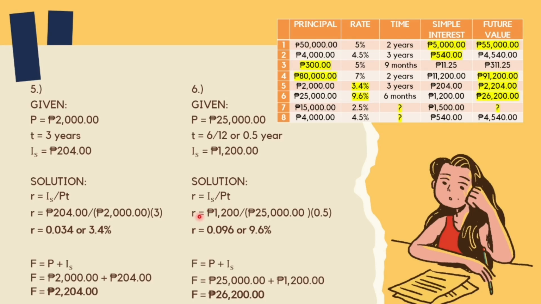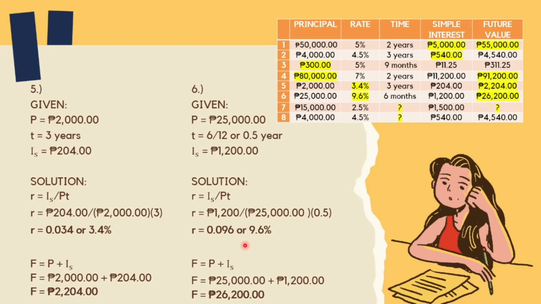So we have here rate is equal to the simple interest of 1,200 divided by the principal of 25,000 times the time of 0.5. So once you solve that, it will be similar to example number 5, where it's going to be in this format. So the answer will be 0.096. To do that, once again, multiply that by 100 and add the percentage sign.